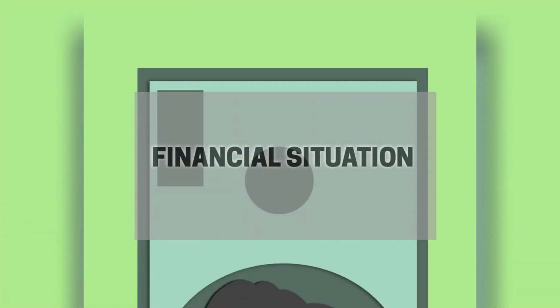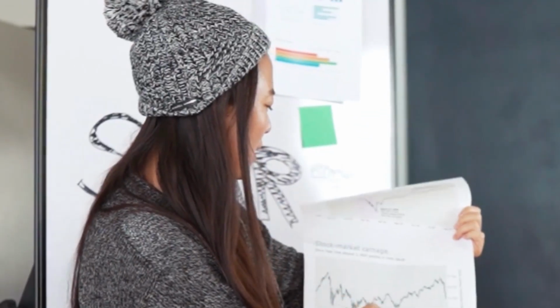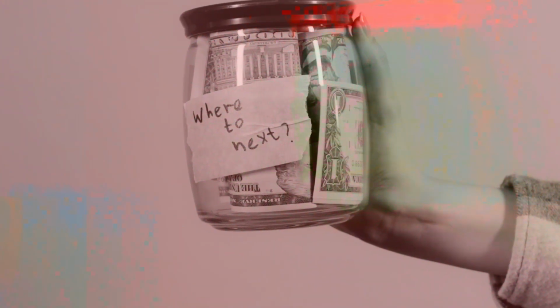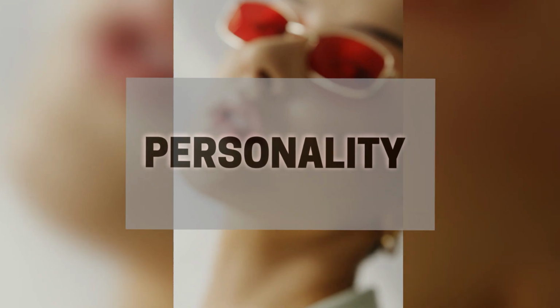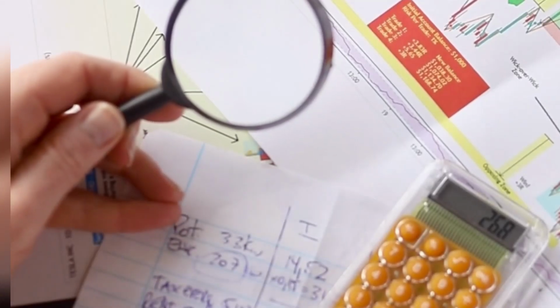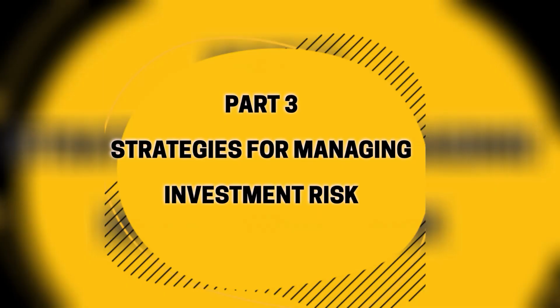2. Financial situation. If you have a stable income and a large emergency fund, you may be more comfortable taking on more risk. 3. Investment goals. If you have a long-term investment goal, such as saving for retirement, you may be able to take on more risk. 4. Personality. Some investors are naturally more risk-averse than others. Once you've assessed your risk tolerance, you can start building an investment portfolio that matches your goals and risk tolerance.